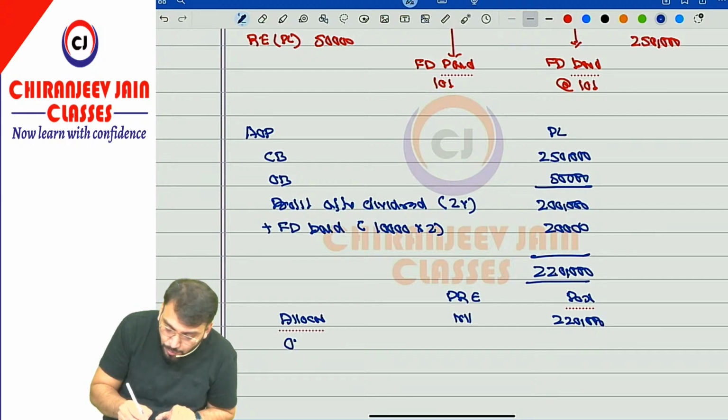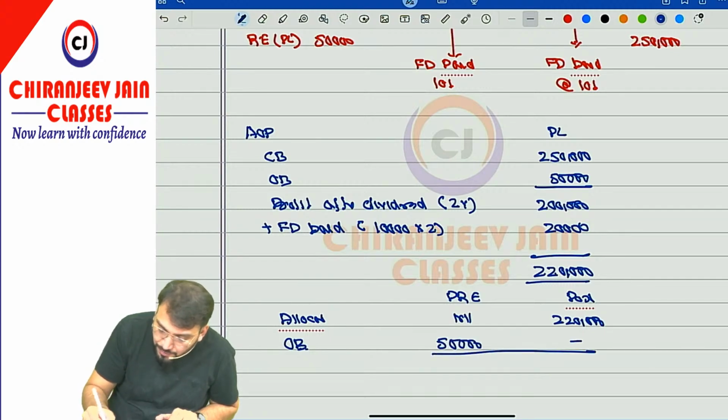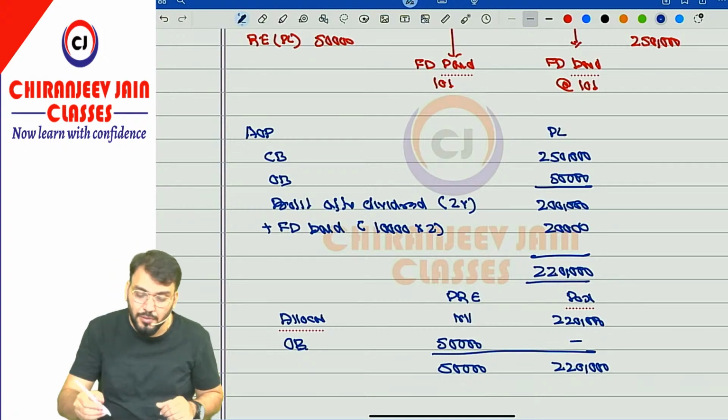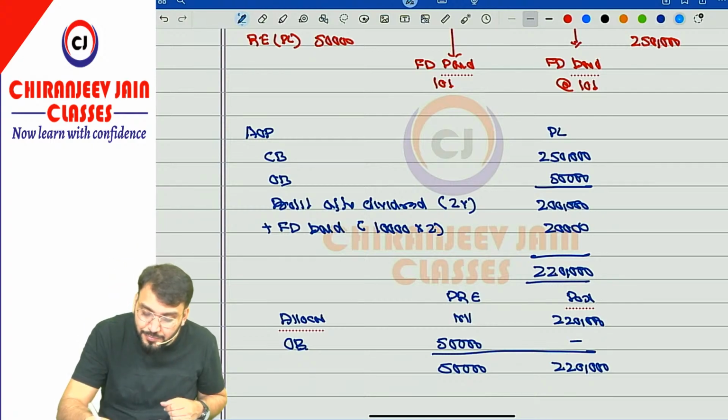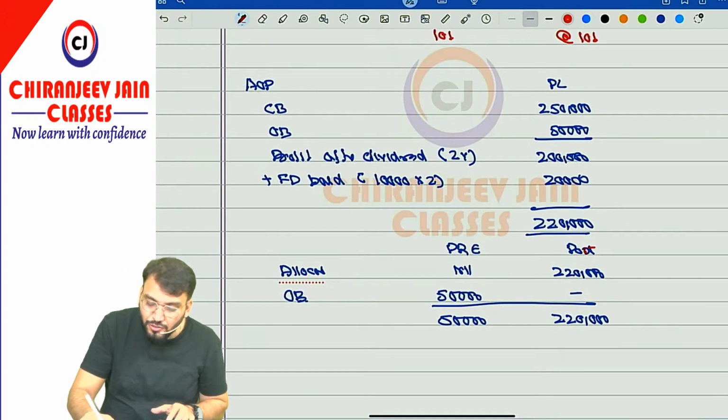In this we'll add the opening balance. Opening balance, what? 50,000 will be added and this will be nil. So this becomes 50,000 and 2,20,000. Understood? Have you understood this point?